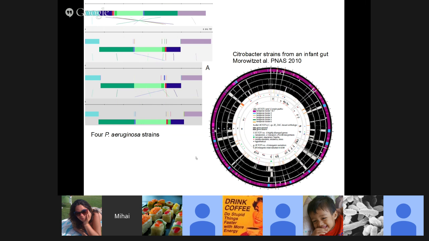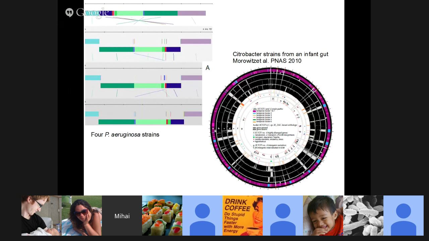And just to demonstrate that this is really happening, I'm not just making that up. Here on the top left, there's a picture of 4 Pseudomonas aeruginosa strains, and the different colors indicate blocks that are identical between the genomes. You can see that the strain at the top has a whole region flipped with respect to the other ones below, and then the different strains have insertions or deletions in different places in their genomes, but the blocks themselves are very similar.